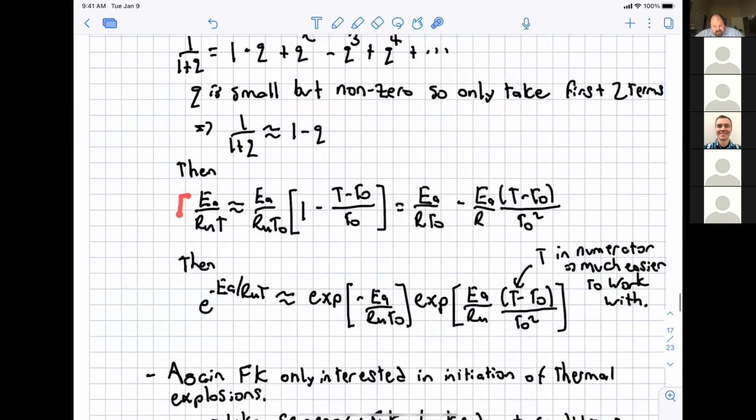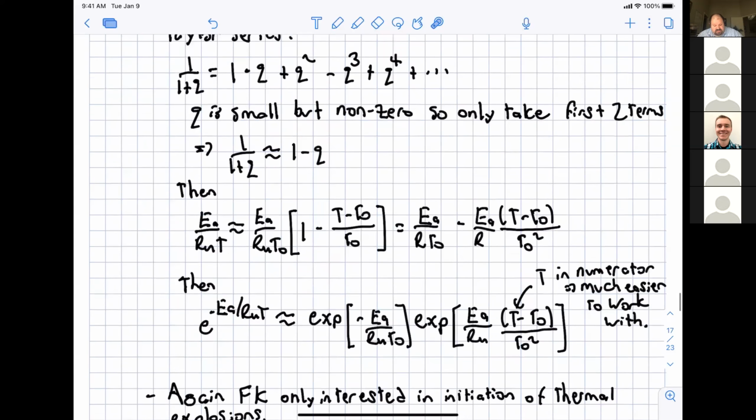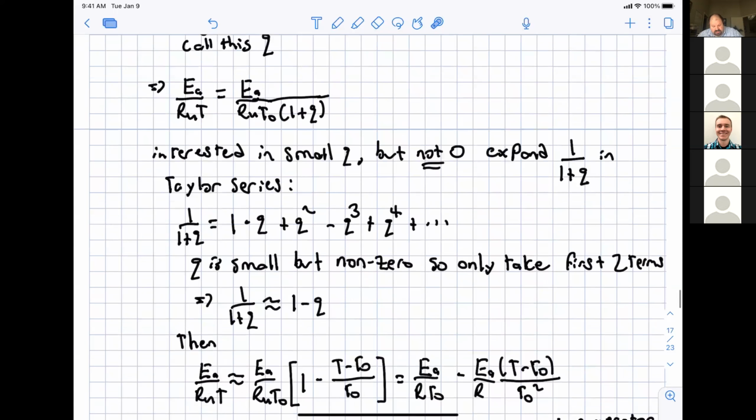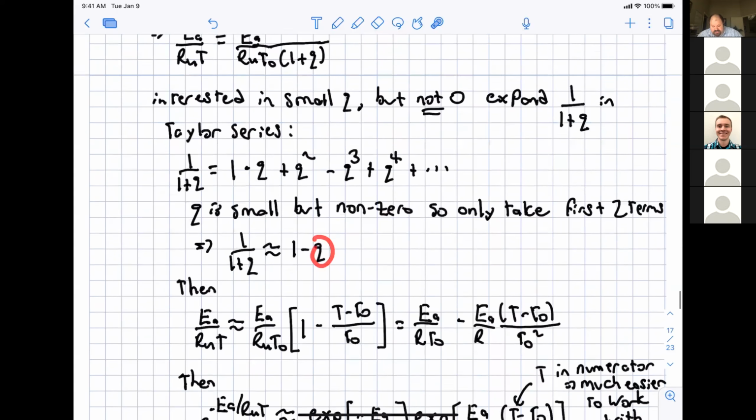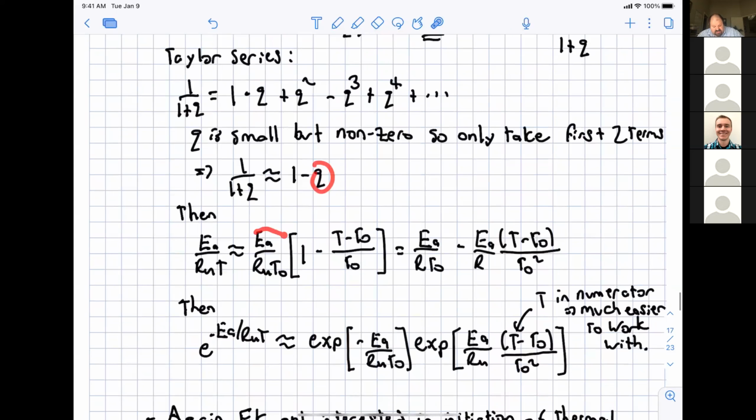And so then EA over RUT is equal to this. I just substituted in our Taylor series for 1 over 1 plus Q. And I substituted in the definition of Q. And I can factor out, put this in, sort of expand this out.